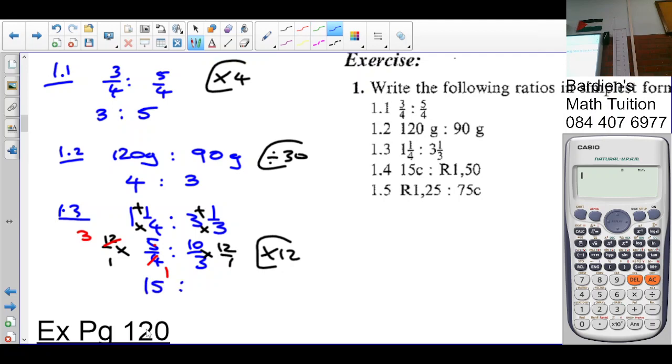Let's go on the side. 3 going into 3 once, 3 going into 12, 4 times. 4 times 10, 40 over 1, which is 40. Did you guys get it?